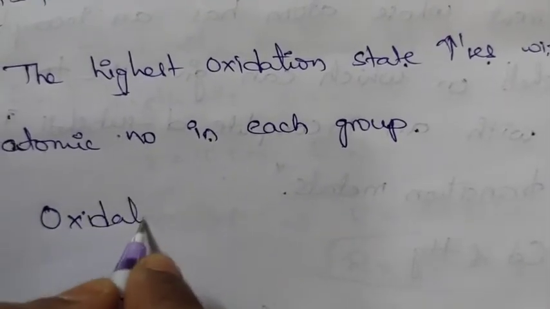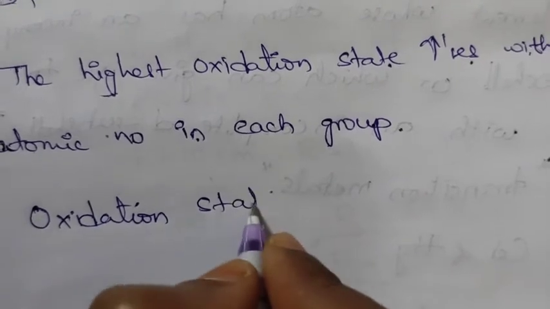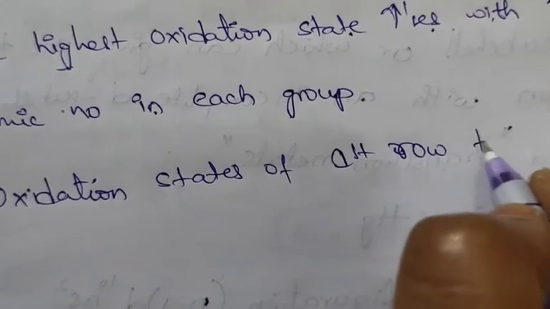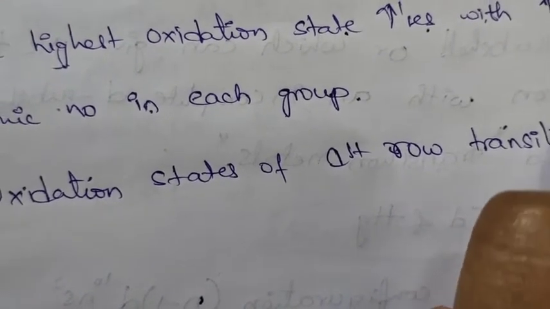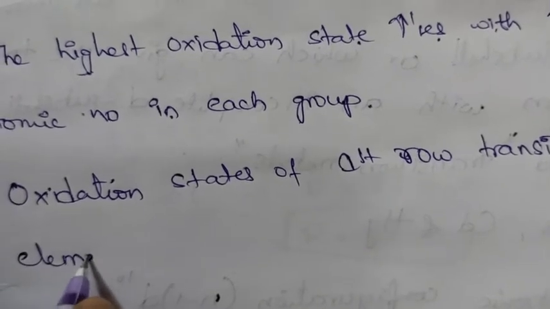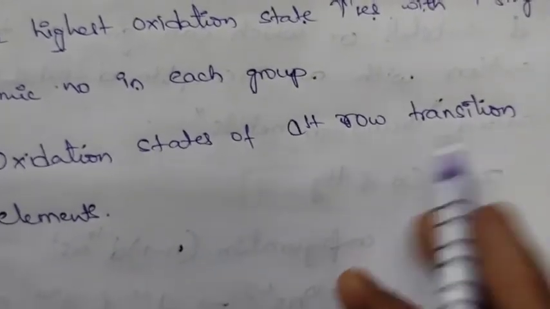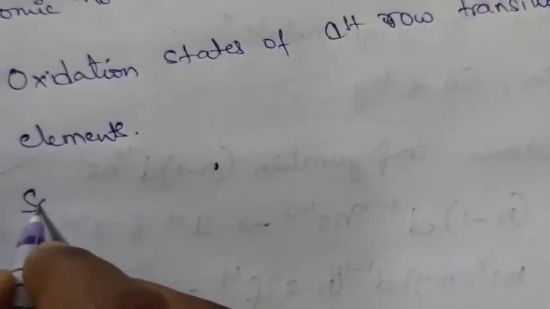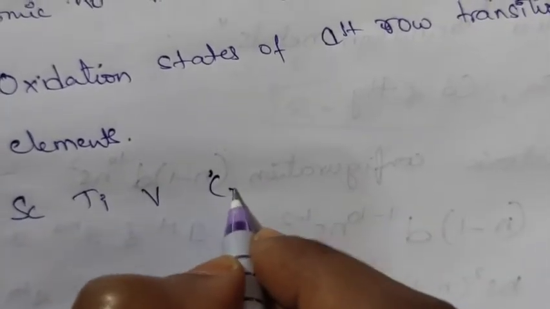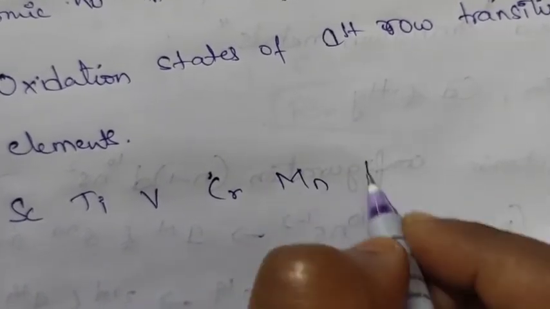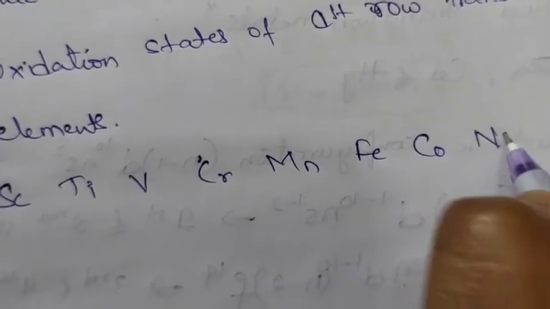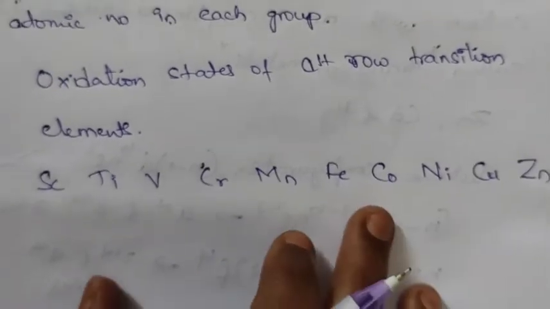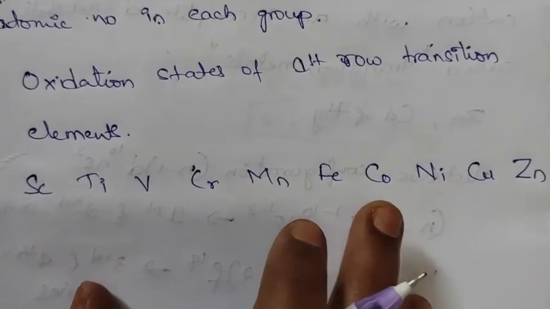Oxidation states of first row transition elements. First row transition elements like scandium to zinc. Okay, scandium, titanium, vanadium, chromium, manganese, iron, cobalt, nickel, copper and zinc. These are the first row transition elements or first row D block elements.